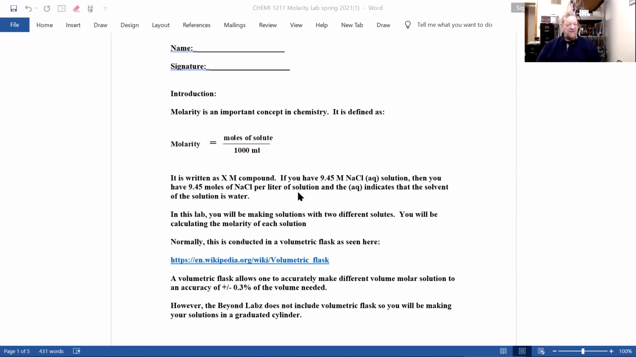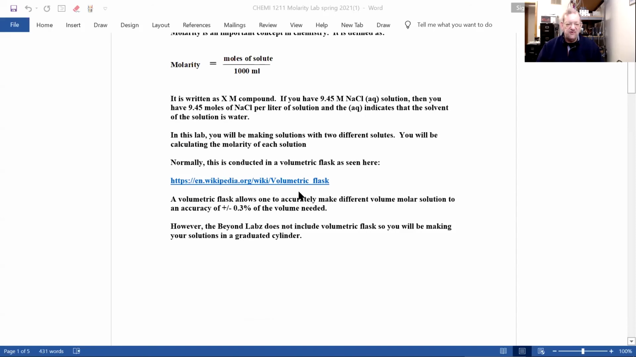Now in this lab, you'll be making two solutions with obviously different solutes, and you'll be calculating the molarity of each one. Now, normally this is conducted in what we call a volumetric flask.